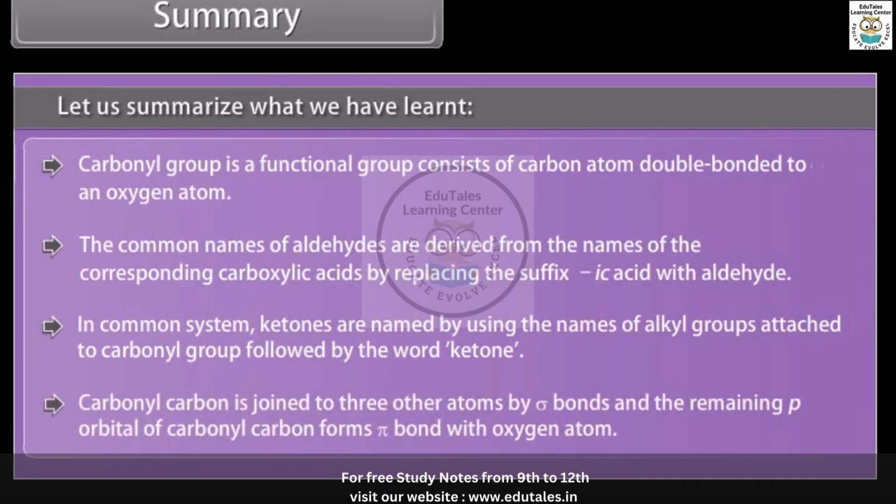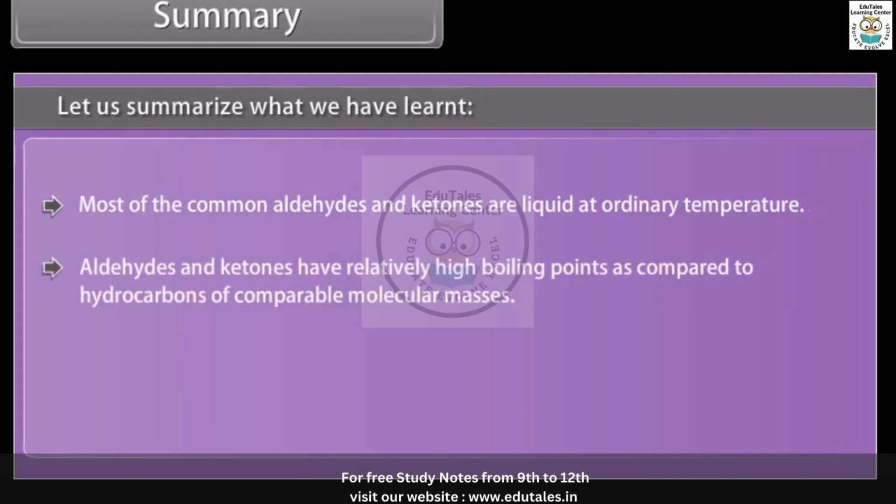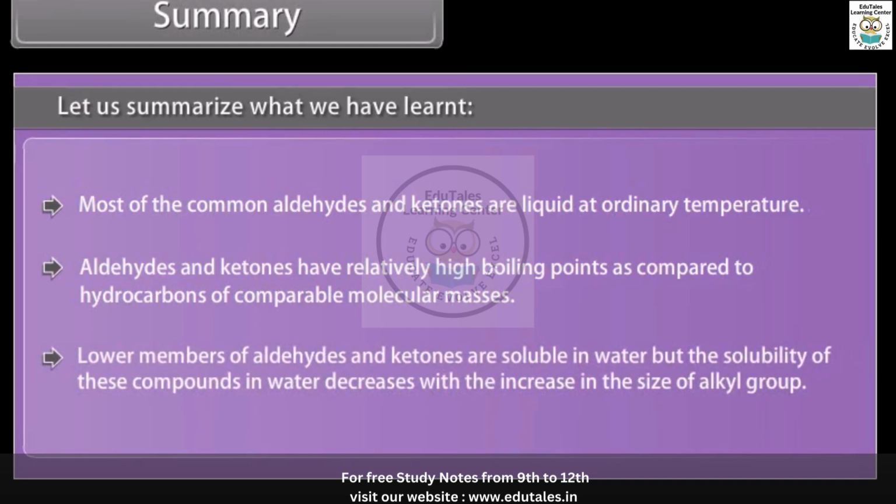Carbonyl carbon is joined to 3 other atoms by sigma bonds, and the remaining p orbital of carbonyl carbon forms a pi bond with oxygen atom. Most of the common aldehydes and ketones are liquids at ordinary temperature. Aldehydes and ketones have relatively high boiling points as compared to hydrocarbons of comparable molecular masses. Lower members of aldehydes and ketones are soluble in water, but the solubility of these compounds in water decreases with the increase in the size of alkyl group.